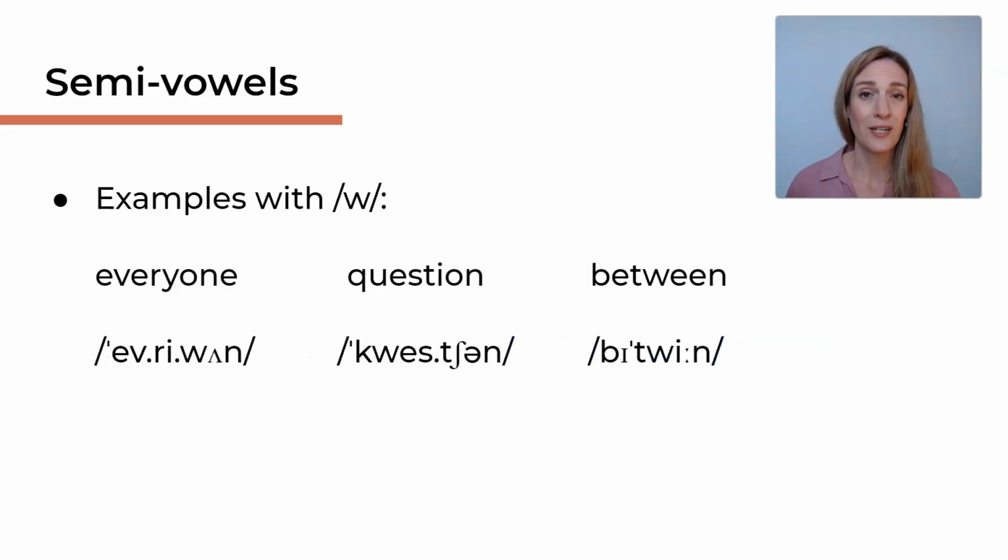Here are some more examples with w, where you can find w in the middle. For example, everyone, question, between. So very often w is represented by the letter W, but not always. Sometimes you might also see the letter O, and in question it's a QU. So those together form a qu sound. So the k and the w go together here really.